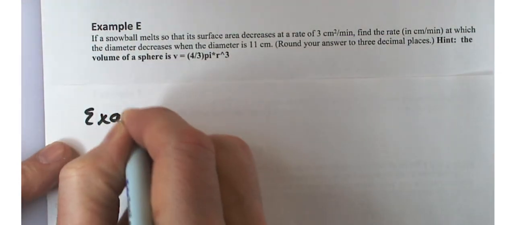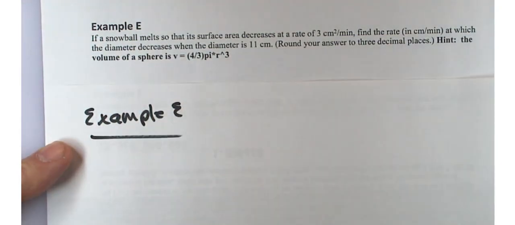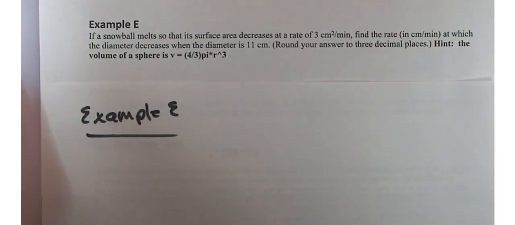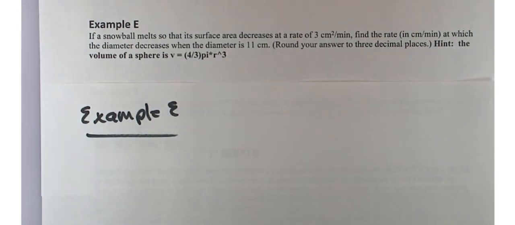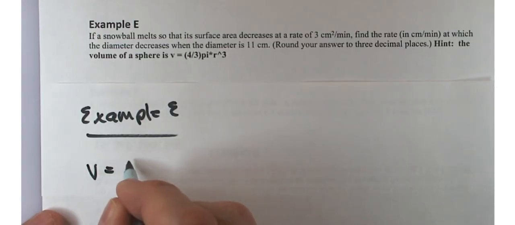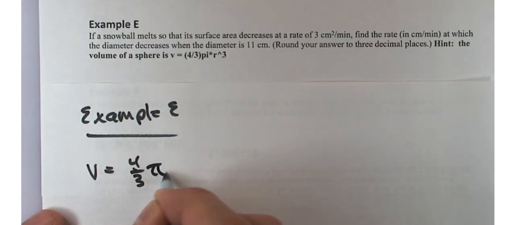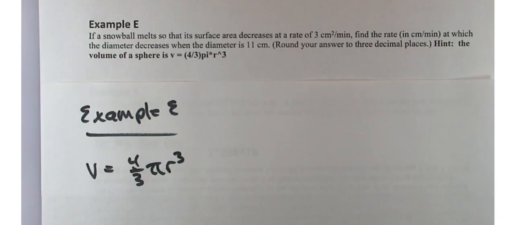Example E. We've got the volume of a sphere is 4/3 pi r cubed. I think Archimedes came up with this formula a couple thousand years before Newton ever conceived of calculus. So we want to know, if a snowball melts so that the surface area decreases at a rate of 3 centimeters per second, find the rate at which the diameter decreases when the diameter is 11 centimeters.